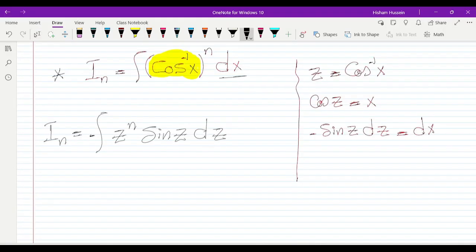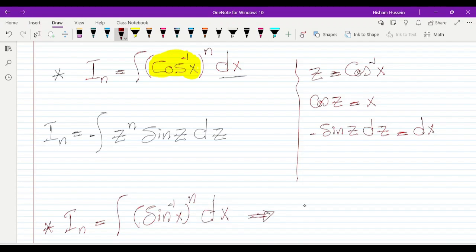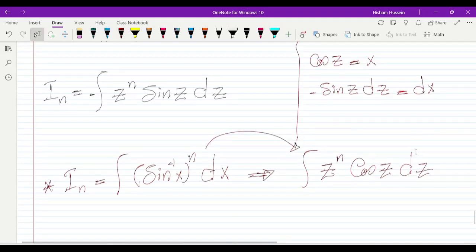So we can conclude that the integral of cosine inverse x to the power n leads to the integral of z to the power n times sine z. Consequently, I_n equals the integration of sine inverse x to the power n dx, which leads to the integral of z to the power n times cosine z dz. Do first the substitution and then go with the integration steps for the integral of z to the power n times cosine z.